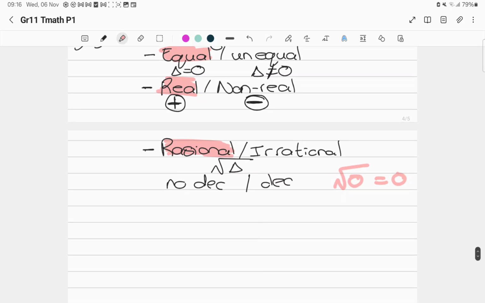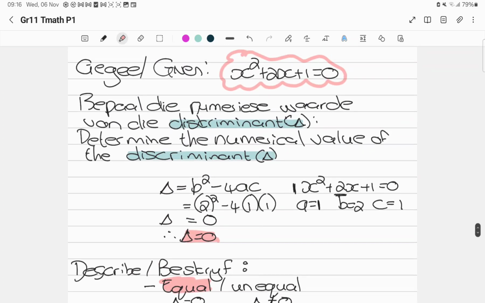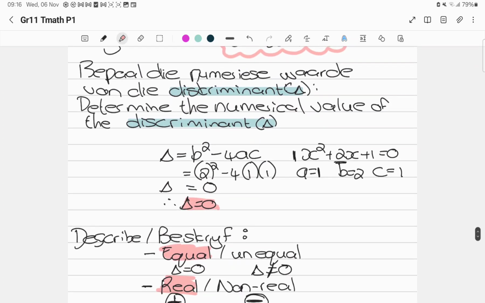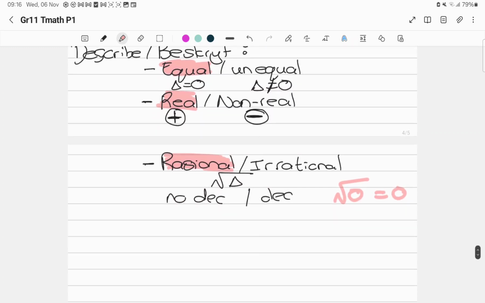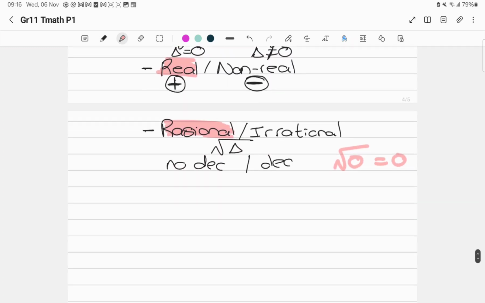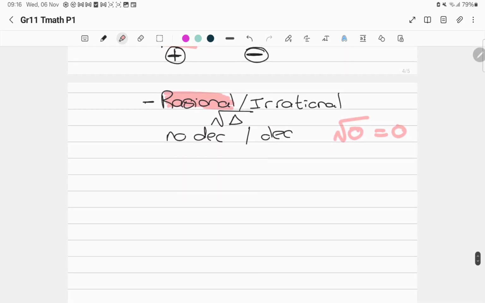Then they can ask you the second question. So this is the easy one: they give it to you, and they ask you to calculate the discriminant and describe it. Dan die tweede type vraag wat jy kan kry, the second type of question, looks like this. Let me just quickly write one.